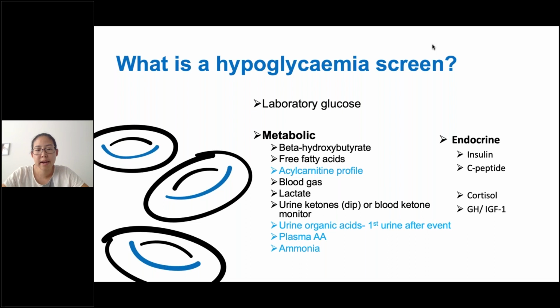The tests that are highlighted in blue are the ones that you can do after the event. So, I mean, if you think about it logically, if you do insulin after you've corrected it, then the insulin level is not going to be reflective of what happened during the hypoglycemia episodes. Whereas acylcarnitines, urine organic acids, plasma amino acids, ammonia are not likely to change significantly, even if you didn't do them when the child was hypoglycemic. So these are the tests that you can do after.